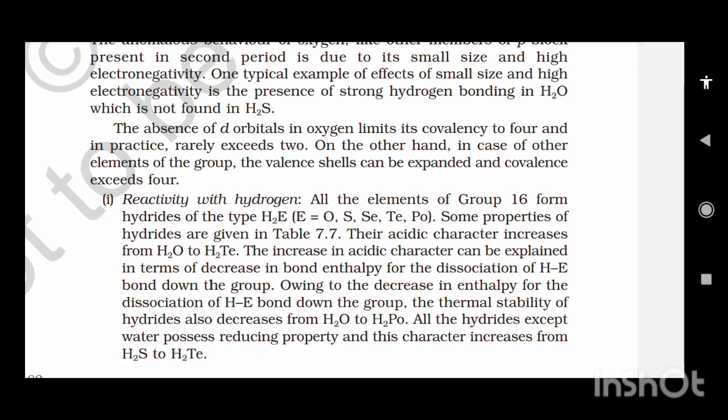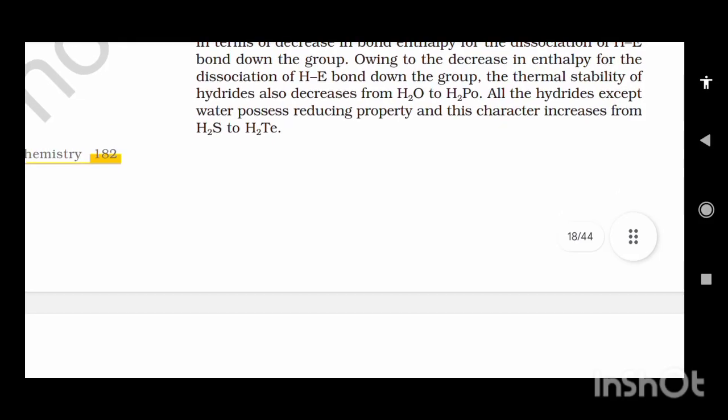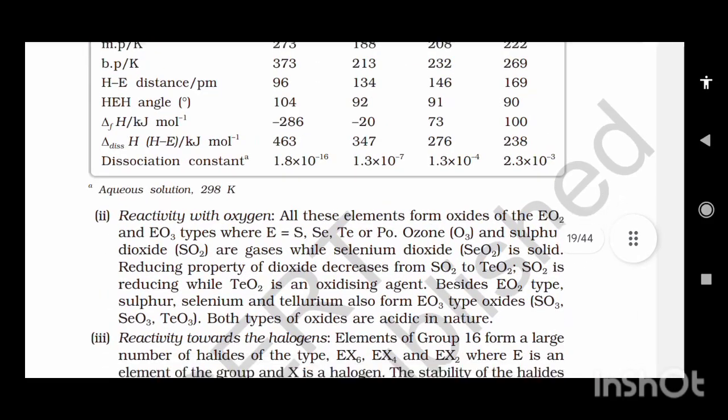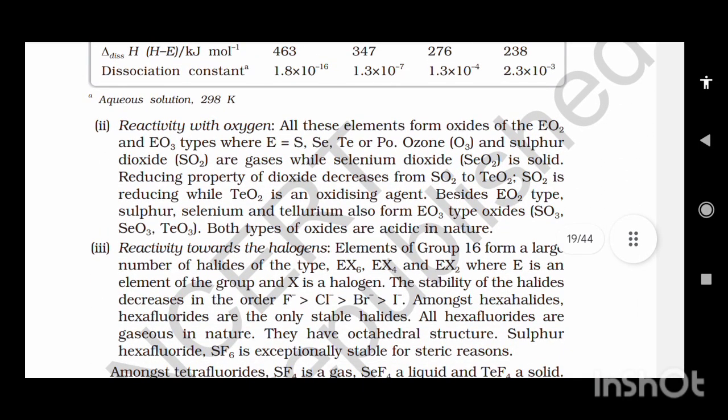All the hydrides except water possess reducing properties, and this character increases from H2S to H2Te. Reactivity with oxygen.